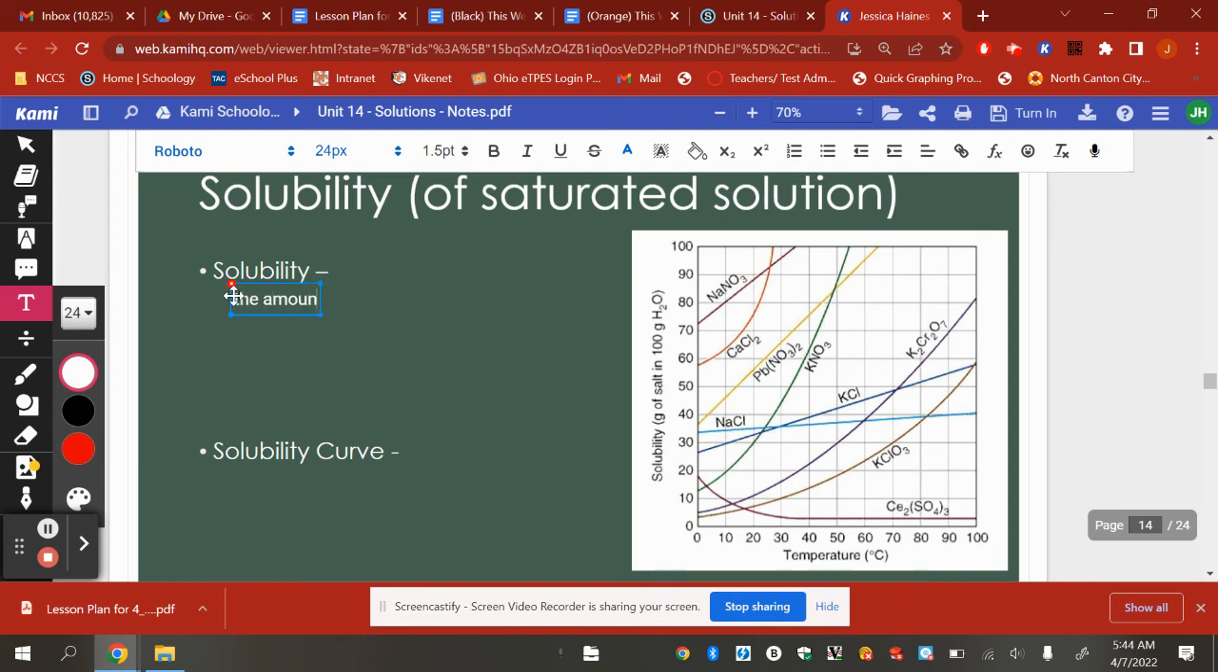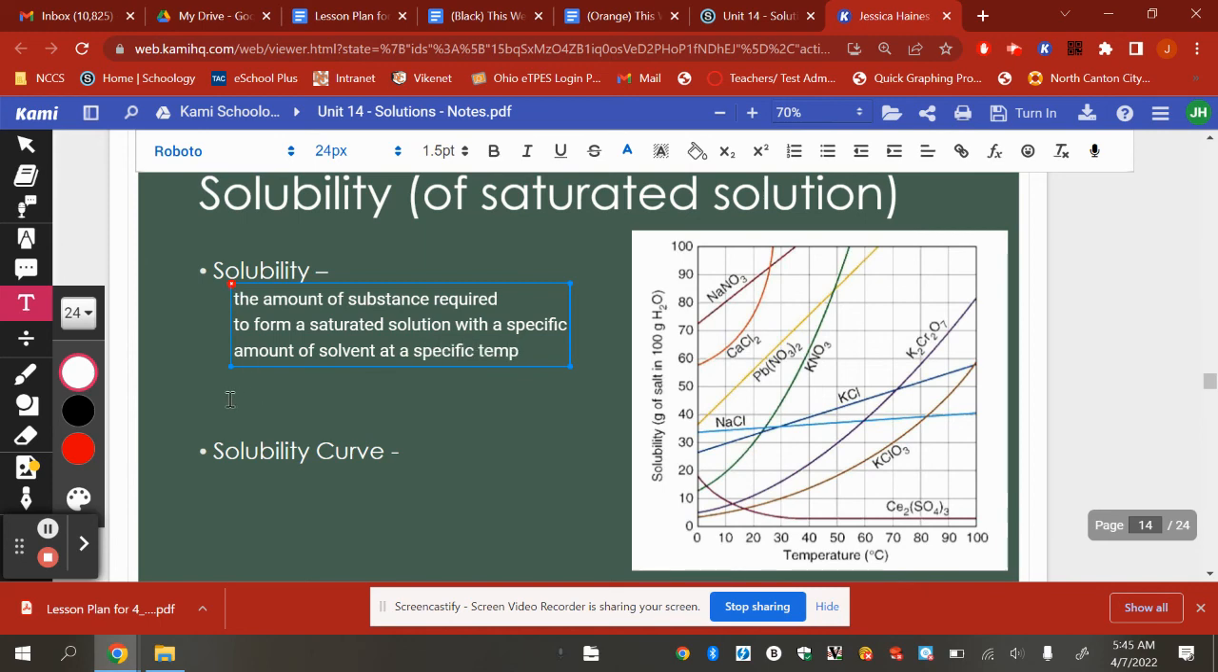The amount of substance required to form a saturated solution with a specific amount of solvent at a specific temperature.